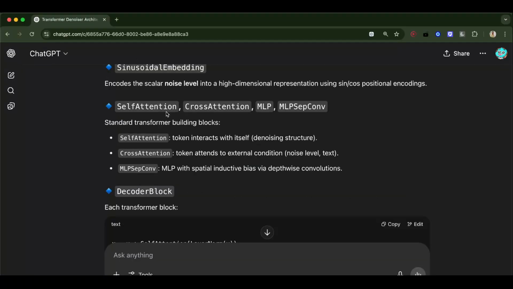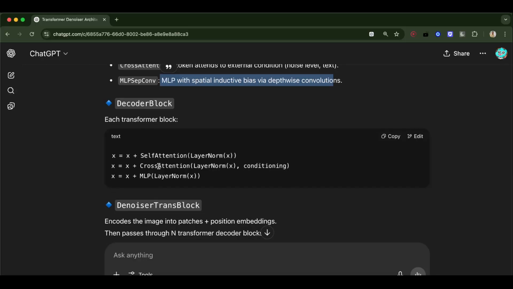Then we got self-attention. Token interacts with itself, denoising structure. Cross-attention. Token attends to external condition, noise level, or text. So this is the step or text. MLP-SConv. MLP with spatial inductive bias via depth-wise convolutions. We will see what this is. Then we have this decoder block.